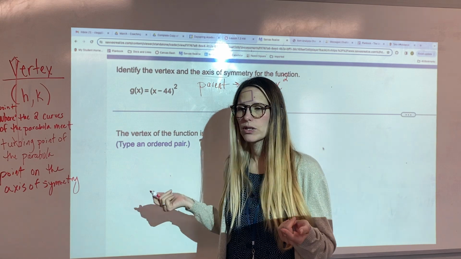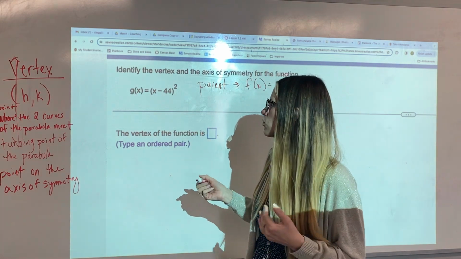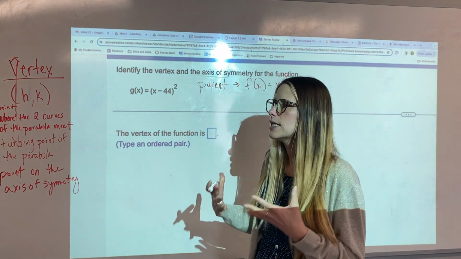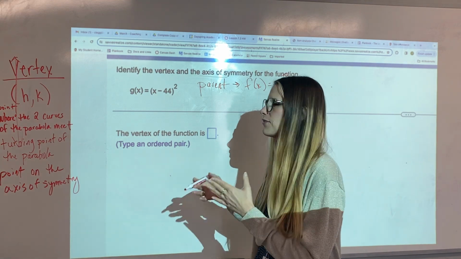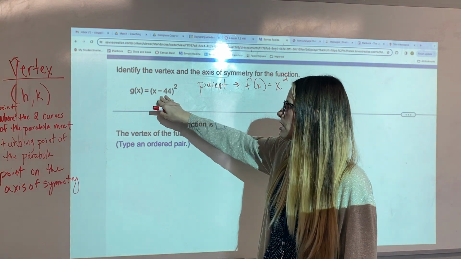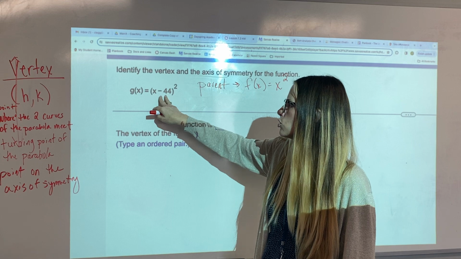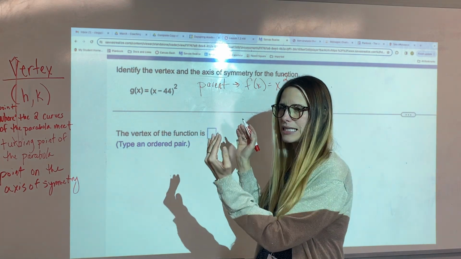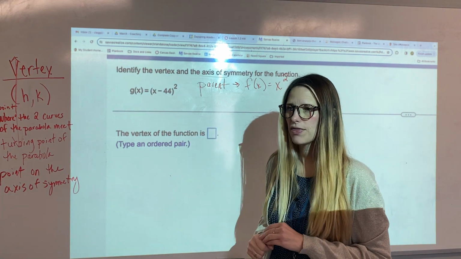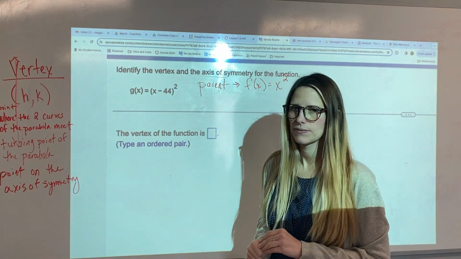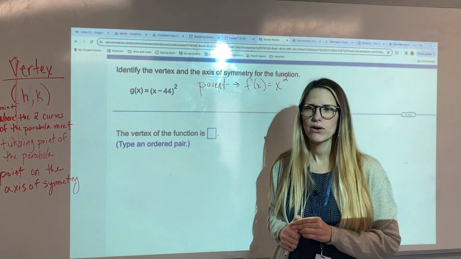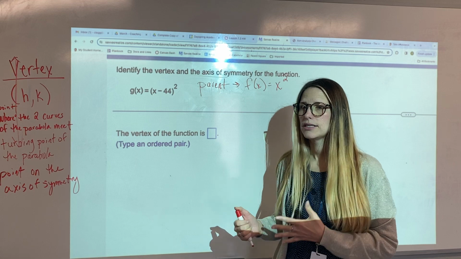What is the rule? And you can look at your notes. Or tell me, how does this graph change when a number is being added or subtracted to the input? Basically, it's inside the parentheses with the input. How does the graph look different?